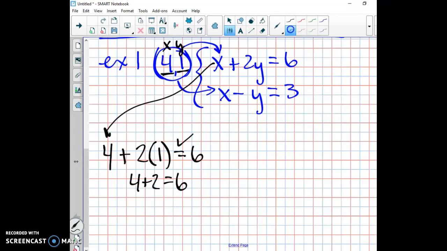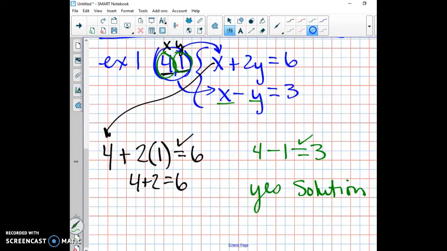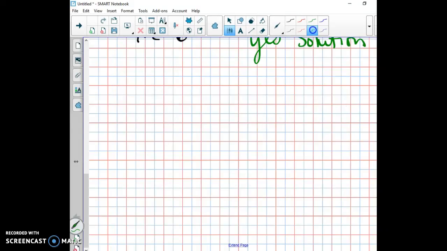In order to be the solution to the system, though, it has to work for the second one. So instead of x minus y, we're going to have our replacements: 4 minus 1. Simply took those from the ordered pair. Does that equal 3? It does. It works in both, so we say yes, this is the solution. Okay?